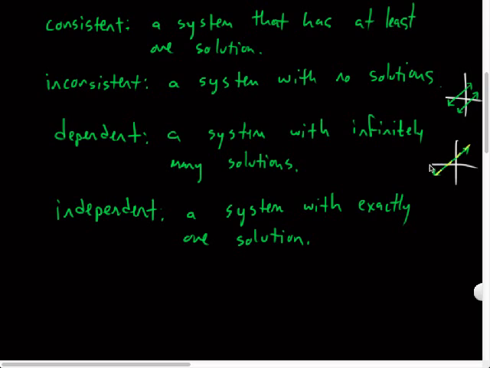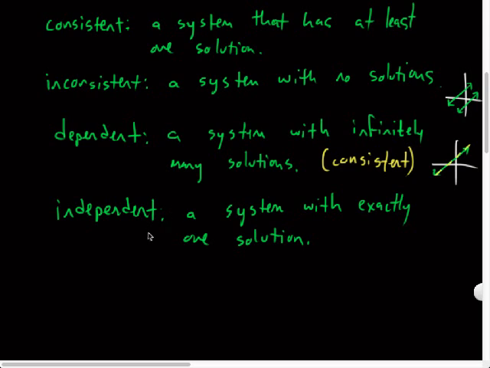Now, question: is a dependent system consistent or inconsistent? Infinitely many is at least one, so dependent is also consistent. It's inclusive of that. It's a subset of the consistent case of numbers of solutions of systems.